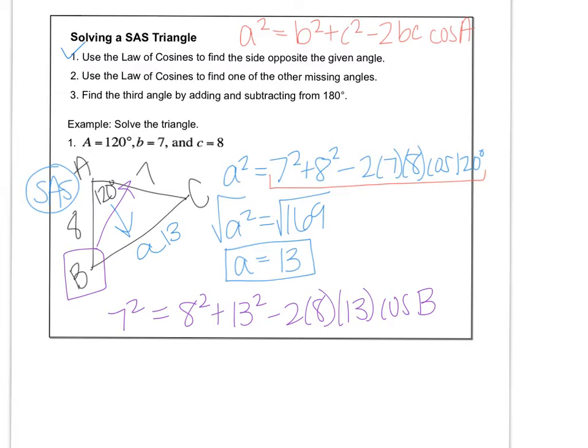To solve this, you've got to simplify in chunks. So it's going to be 49. Then you want to simplify that chunk. You're going to do 8 squared plus 13 squared, which is 233. Minus, then you're going to simplify this chunk here, which is 208, and then we have cosine b.